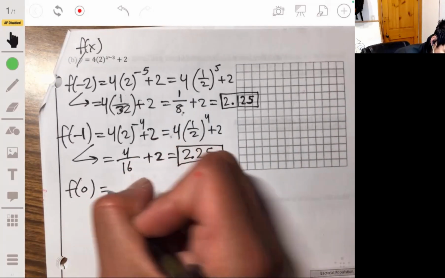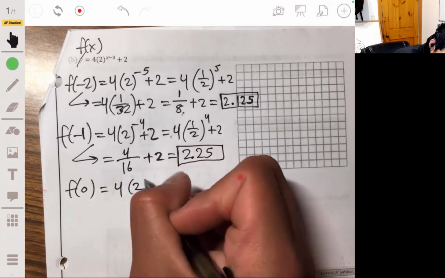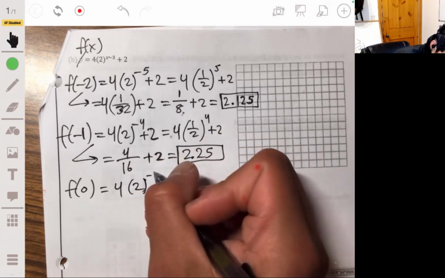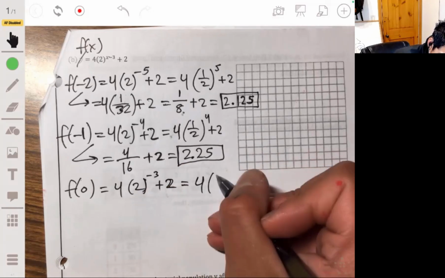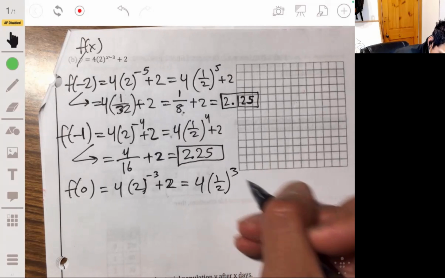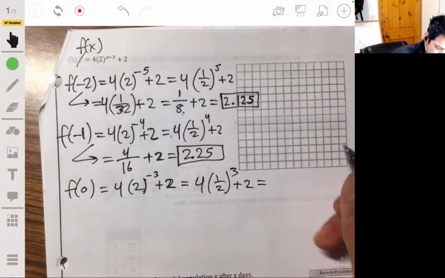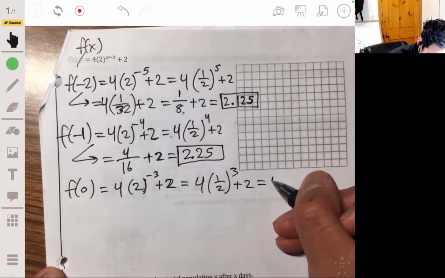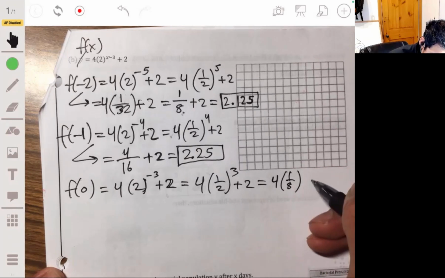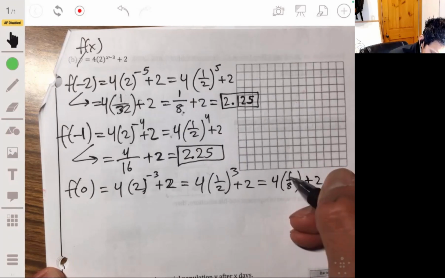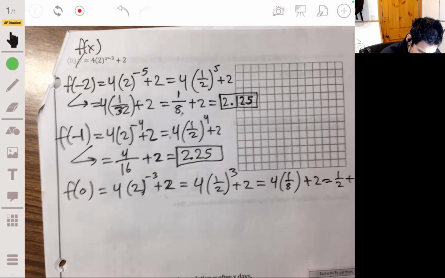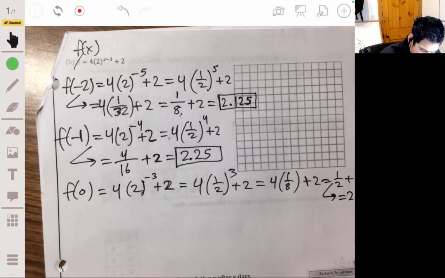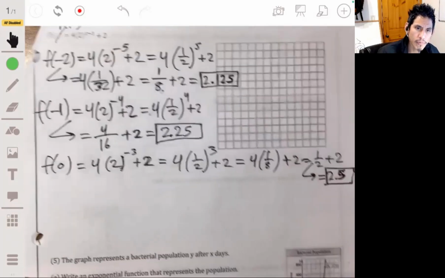f of 0: 4 times 2 to the 0 minus 3. So 4 times 2 to the negative 3 plus 2. 4 times 1/2 cubed plus 2. 4 times 1/8 or 4/8 plus 2. So this is just 1/2. 1/2 plus 2, and you get 2.5.